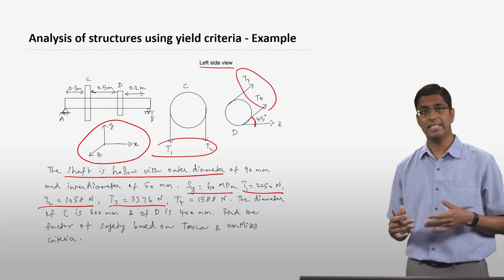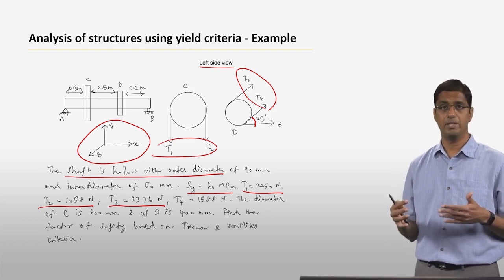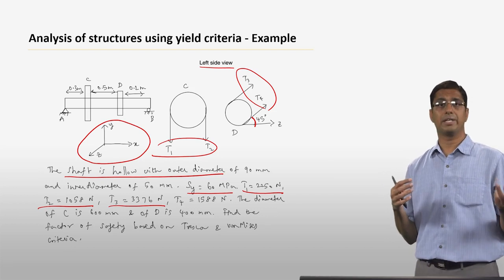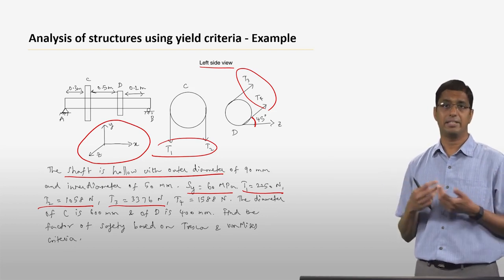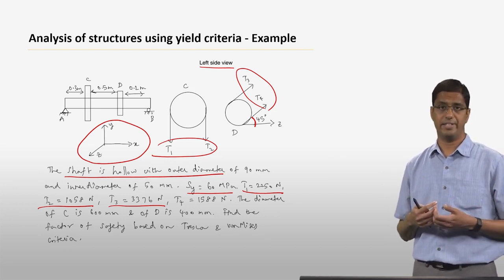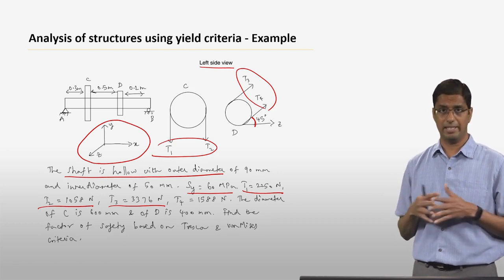So this is an example of a verification problem. You are given the loads, you are given the dimensions of the structure, and you are asked to find out what is the factor of safety for this particular structure under this particular type of loading.